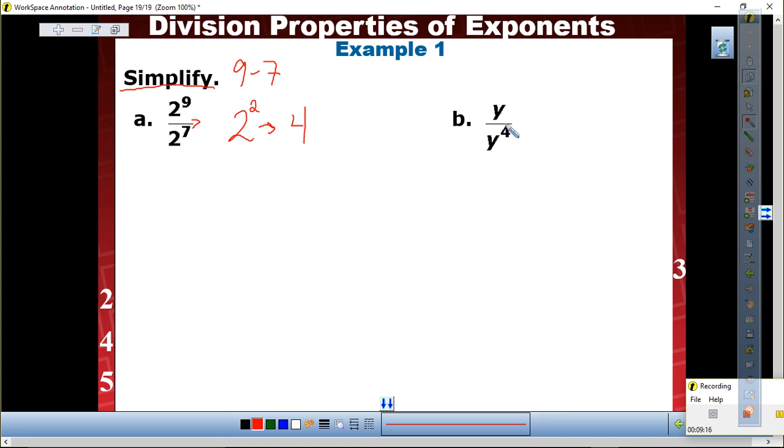Next, look at this one. Y to the first and y to the fourth. Are they the same base? Yes. 1 minus 4 becomes negative 3. Make sure you write it out if you're making mistakes with the exponents.